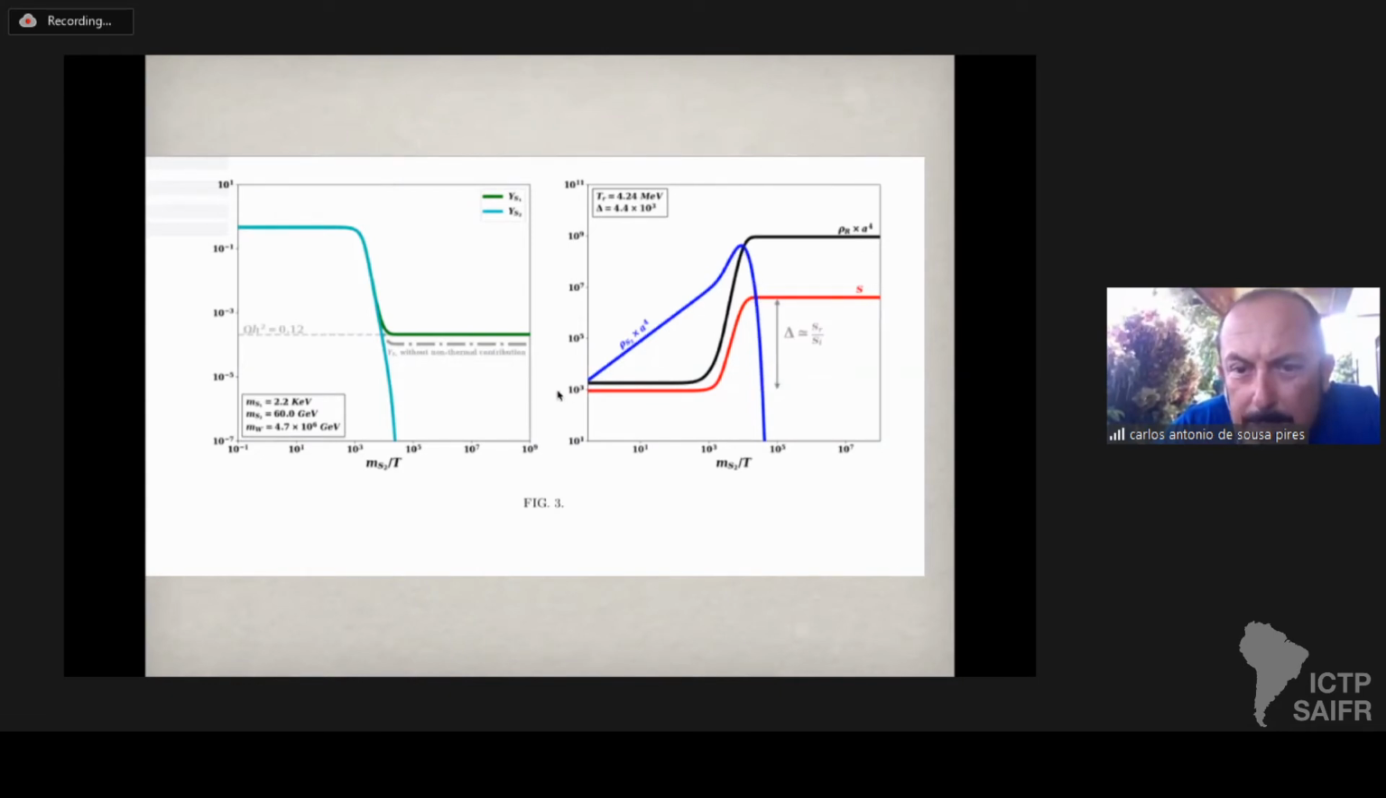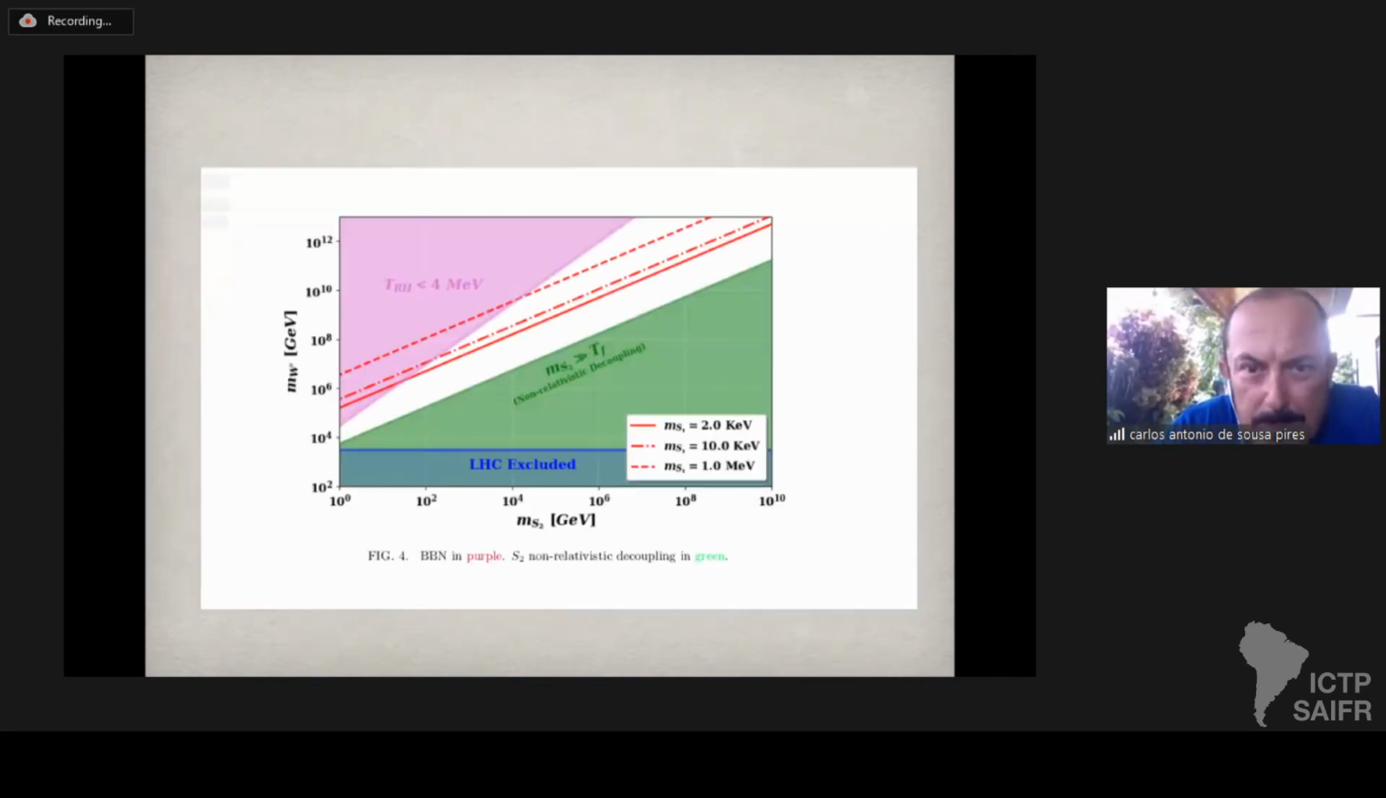When it decays, it increases the entropy. This is the necessary entropy you need to dilute. And after that, radiation dominates the universe. This means that things are working. It's working very well. So this is our main result.